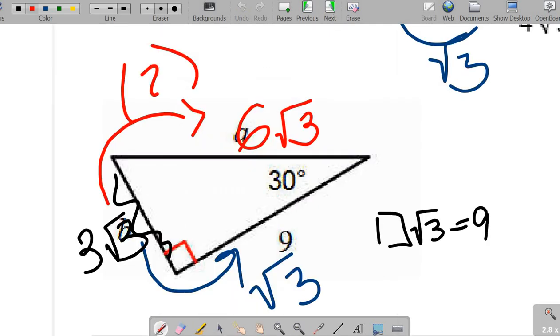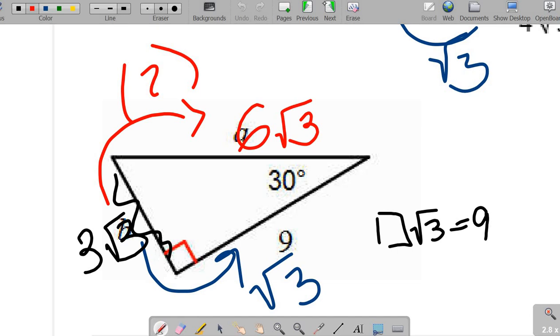So these ratios are specific to 45, 45, 90 and 30, 60, 90. Eventually, next class, we're going to get beyond just those angles. I mean, what if your angle's 33 or 41? How do you find sides then? That's going to be the next lesson.